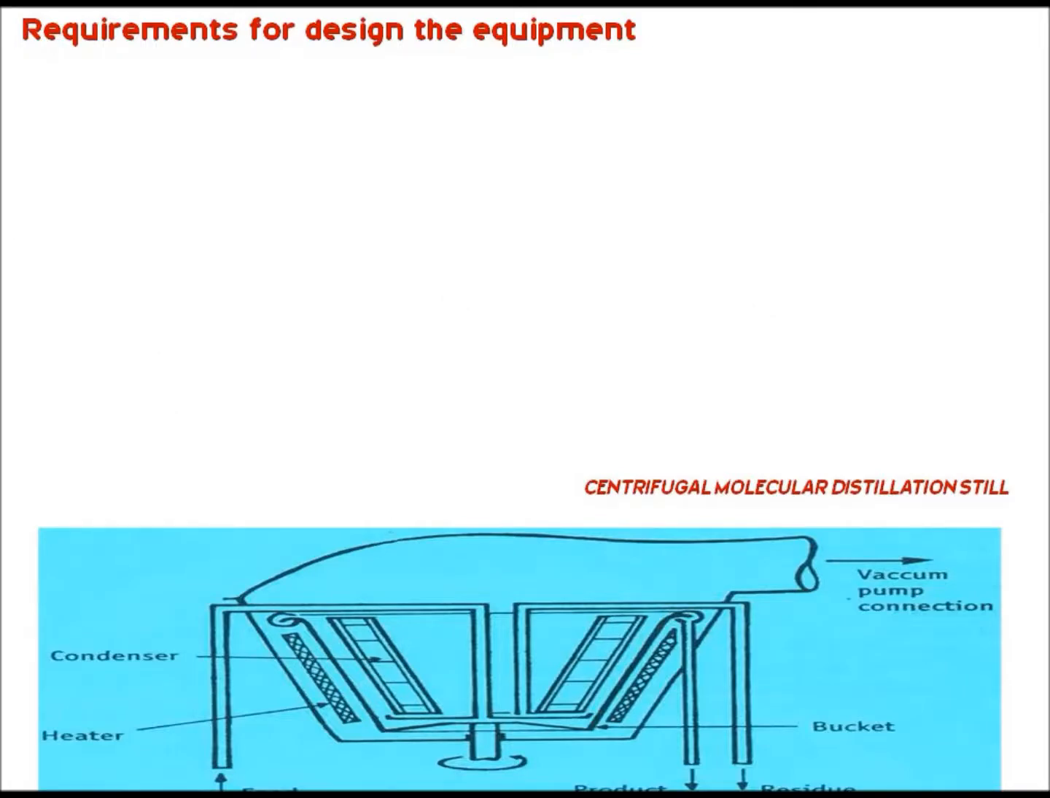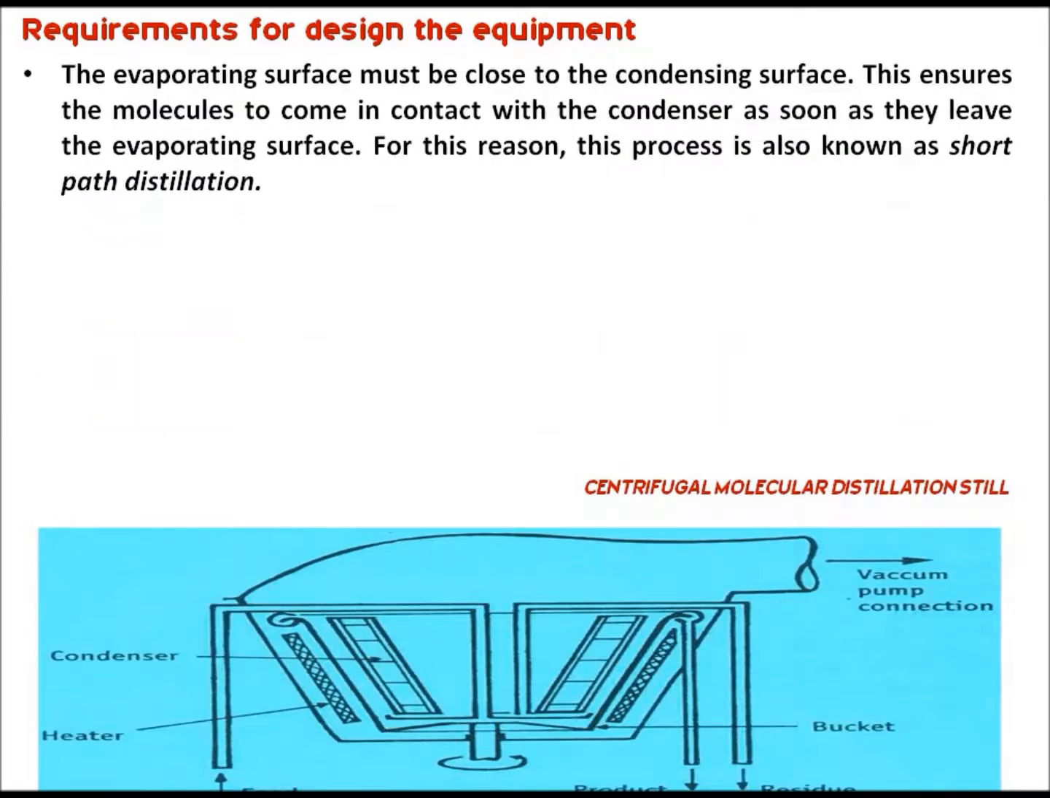So, the requirement for the design of the equipment. This is the equipment I have shown you. The name of the equipment is centrifugal molecular distillation still. Here you see the evaporating surface must be close to the condensing surface. So which is the evaporating surface here? In this equipment, this is the heater, right? This part, this bucket-like structure shown by the bold arrow, is the evaporating surface. It should be close to the condensing surface.